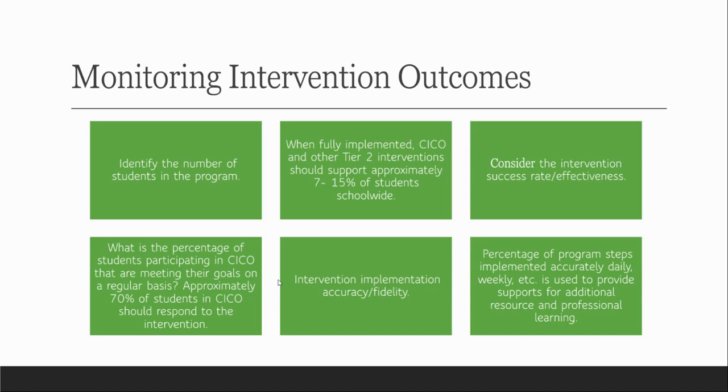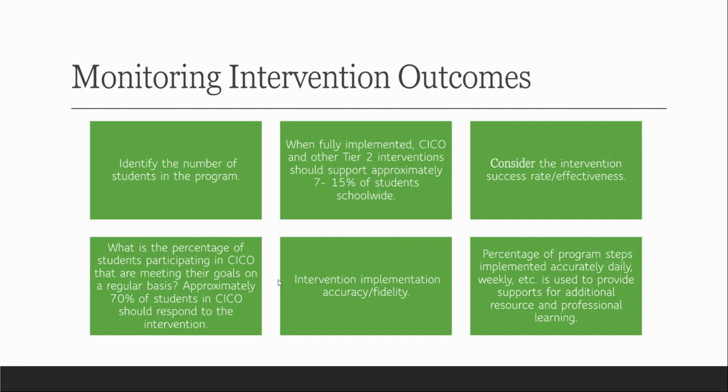So some things that we want to talk about to monitor the intervention outcomes. One, the team is going to identify the number of students in the program. We want to make sure that we have the capacity and the number of facilitators to implement whatever intervention we put in place. Another thing is, when fully implemented, check-in and check-out and other tier 2 interventions should support approximately 7 to 15% of students school-wide.